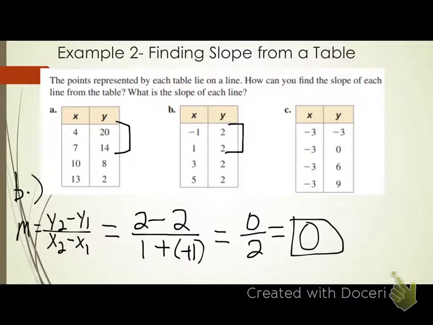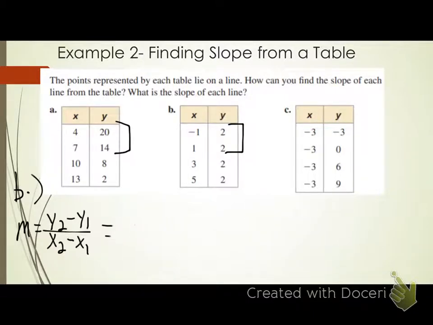Can I erase B and move to C? Yes. Letter C. Okay, so you said you wanted to skip points, right? So you want to use 1 and 3, 1 and 4, 2 and 4. What do you want to use? 1 and 4. 1 and 3. I heard 1 and 3 first. Okay? So I'm using this point and this point right here.